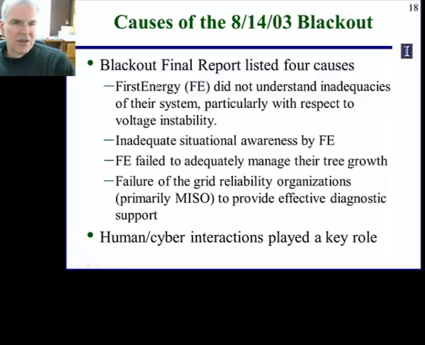The first was that FirstEnergy, which was kind of ground zero for the blackout, did not understand the inadequacies of their system, particularly with respect to voltage and stability. The idea here is that they were operating the grid in a way that, while it wasn't apparent at the time, after the investigation became apparent that this really wasn't the correct way to be operating the grid.